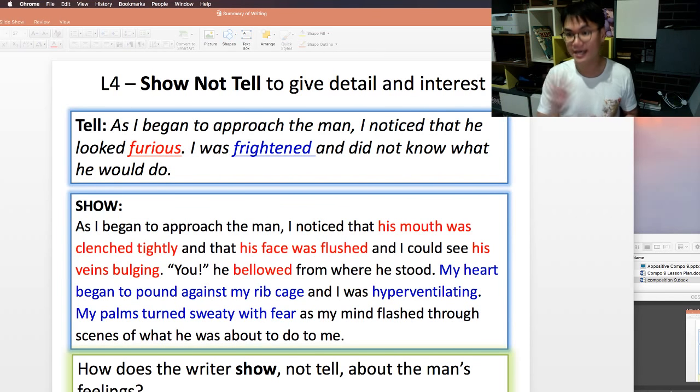Fear. Exactly, that's right. So we only show, we don't tell. We don't say, I was frightened, he was furious. I show the reader. And when I do this, my writing becomes a lot more interesting because I'm pulling my reader into the story and helping my reader guess what my character is feeling rather than telling him outright.